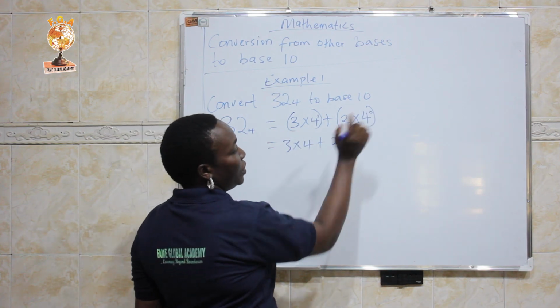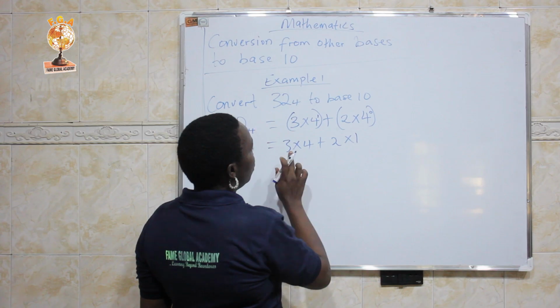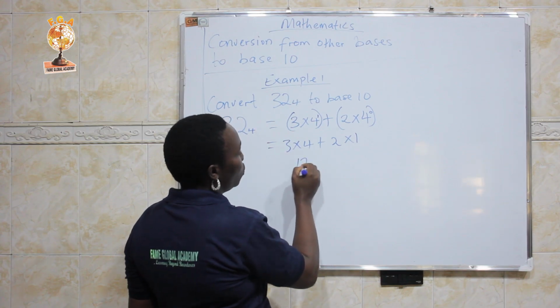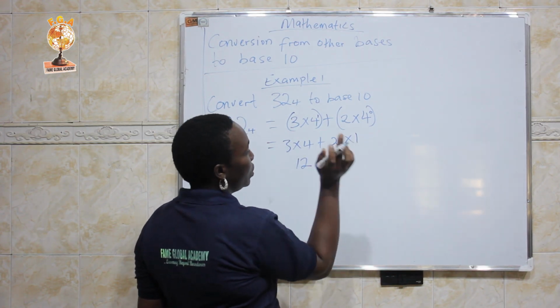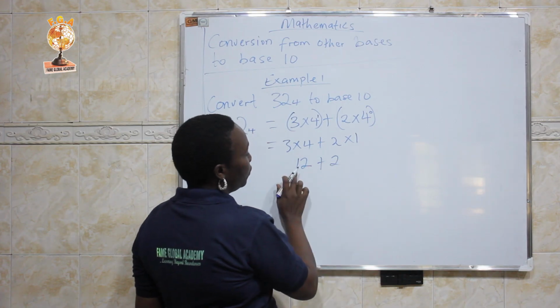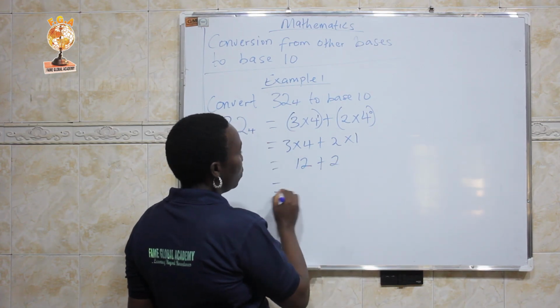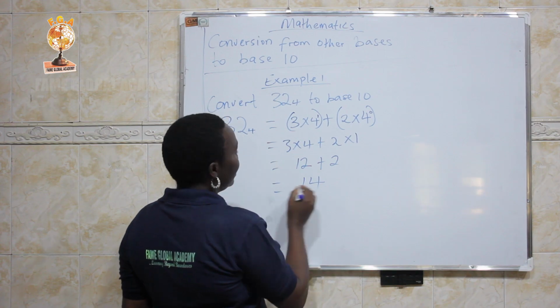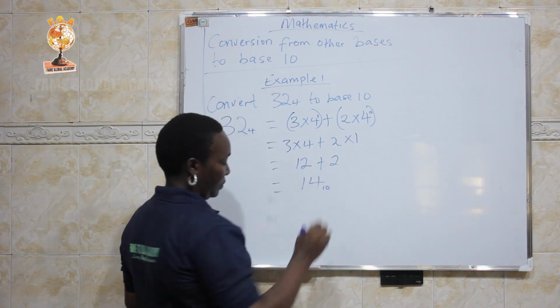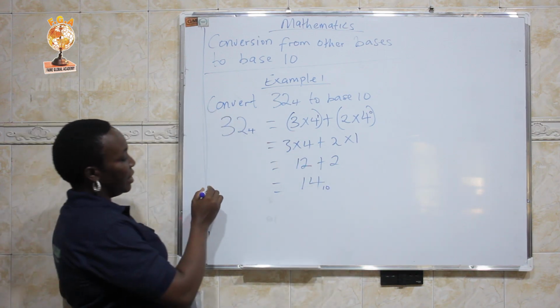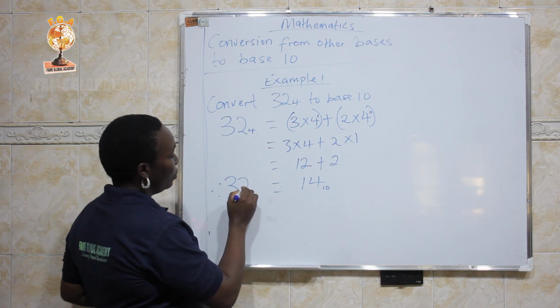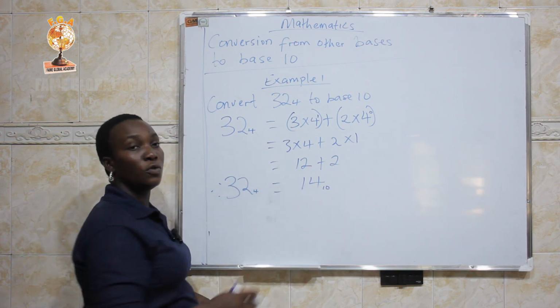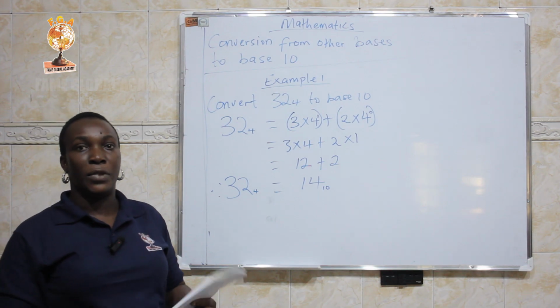So 4 raised to the power of 0, the answer is what? 1. So this is 3 times 4, which is 12, plus 2 times 1, which is 2. So 12 plus 2, the answer is what? 14. So our answer is 14 base 10. Therefore, 32 base 4 is equal to 14 base 10.